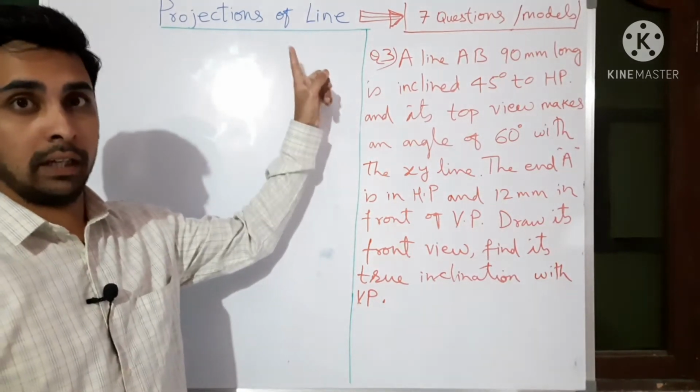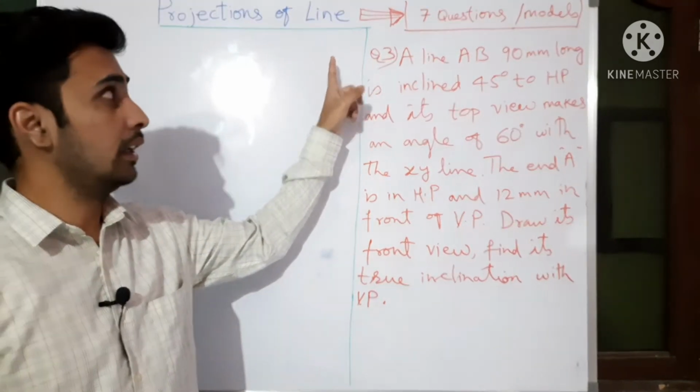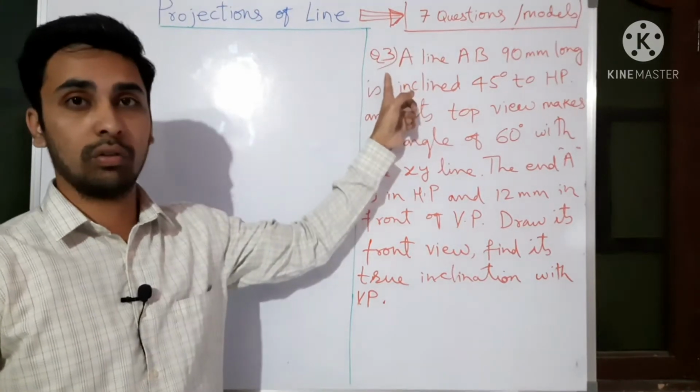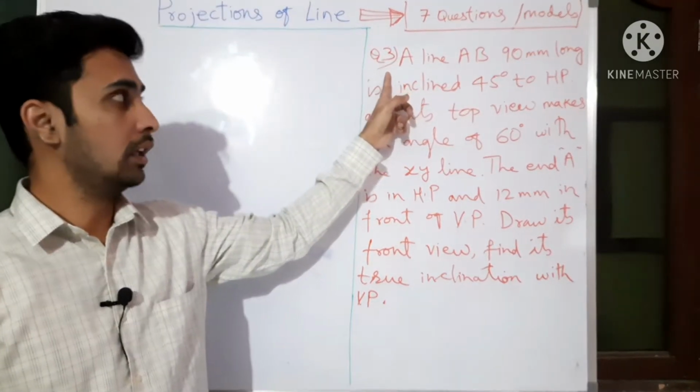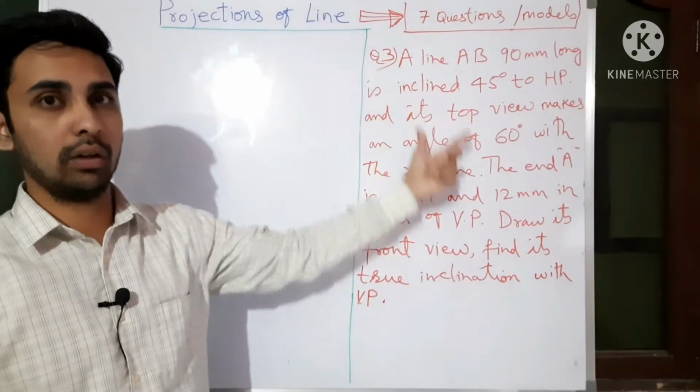Projections of line inclined to both the planes we were solving. Out of 7 questions, this is question number 3. Okay, so let us see what is given in the question.